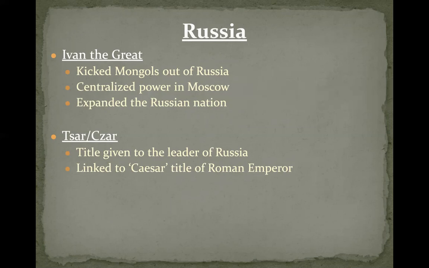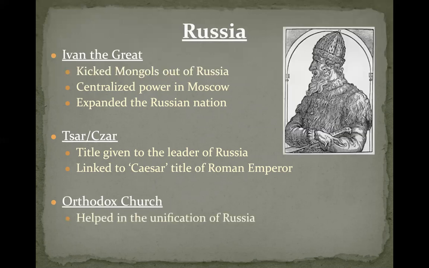I know there's one of Peter the Great in St. Petersburg. But next, we'll go to this word Tsar or Czar. You see it spelled either way. And this was the title given to the leader of Russia. And this is looking back to some of our ideals of Rome, with it being linked to Caesar, which was the title of the Roman emperor. And then the Orthodox Church really helped in the unification of Russia.